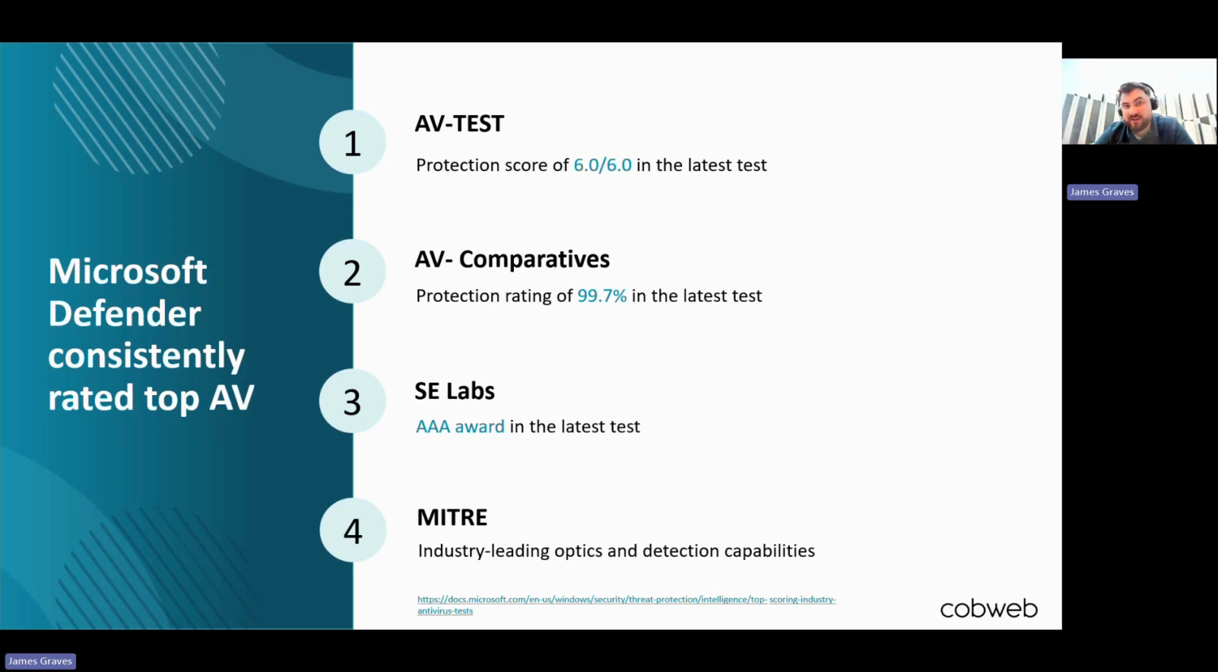AV-TEST, 6 out of 6. AV-Comparatives give it a 99.7% rating. SE Labs giving it a AAA award, which is the highest it goes to. And then MITRE, industry-leading optics and detection capabilities, were rating it really, really highly as well. And again, that's another blog piece that you'll be able to check out to look at that.